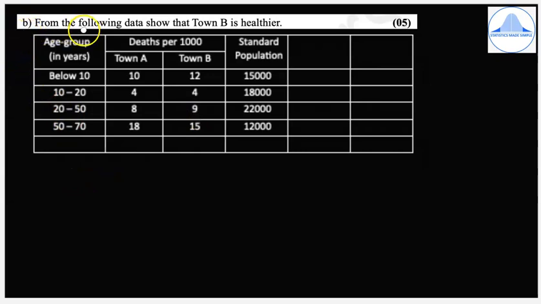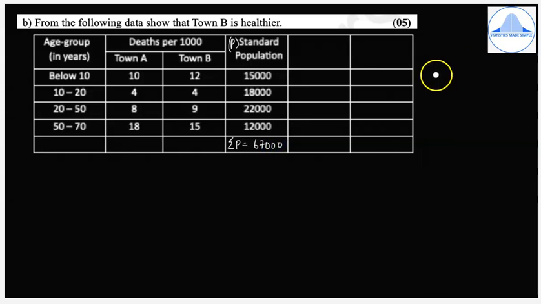Section B, from the following data, show that town B is healthier. This is a 5 mark problem. Age group in years are given. Then they have given deaths per 1000 for town A and town B, and the standard population is given. So standard population, you can mark it as capital P, and then add up the values. So you get summation P is equal to 67,000.